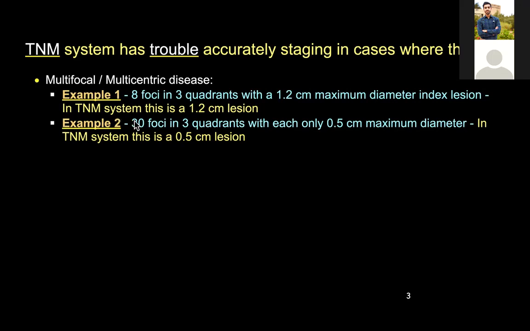Example two, we have 30 foci in 3 quadrants, each with only a 0.5 centimeter maximum diameter. In the TNM system, this would be considered a 0.5 centimeter lesion. And if the woman died, they would say she died of a 0.5 centimeter cancer. Well, that's not at all true. She's got 3 quadrants full of cancer, but the TNM system doesn't deal with multifocal disease adequately.